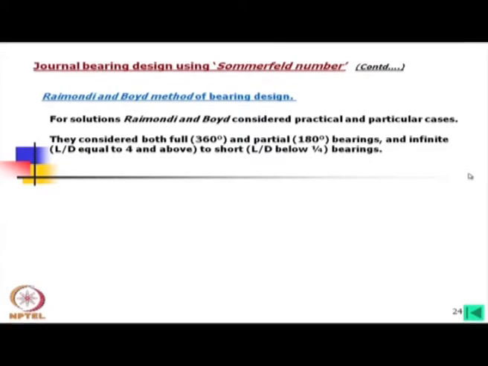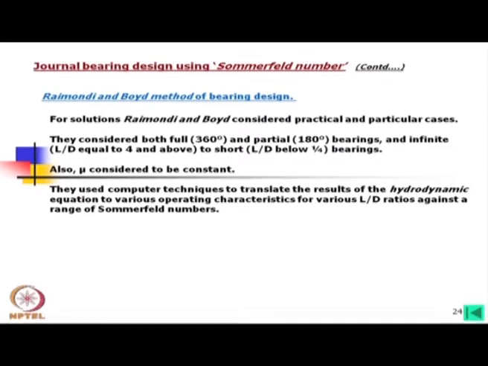They considered both full, that is 360-degree bearing, and partial 180-degree bearings, and infinite, that is L by D equal to 4 and above. L is the length of the bush, D is the diameter of the bush. If it is more than 4, it is called infinite. L by D below 1/4 is called short bearing, and mu they considered as a constant.